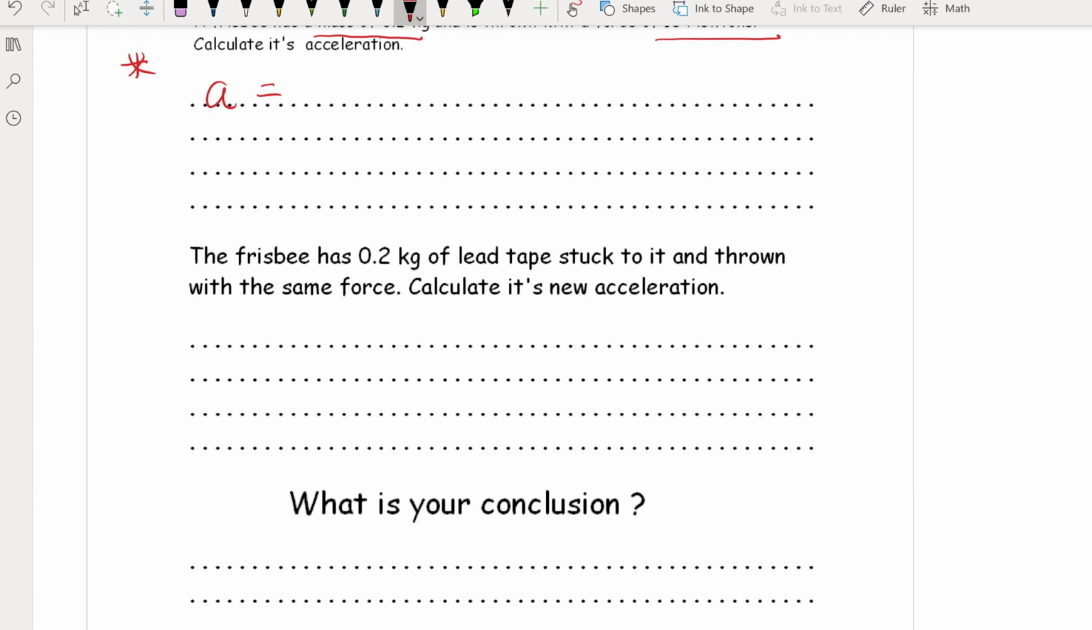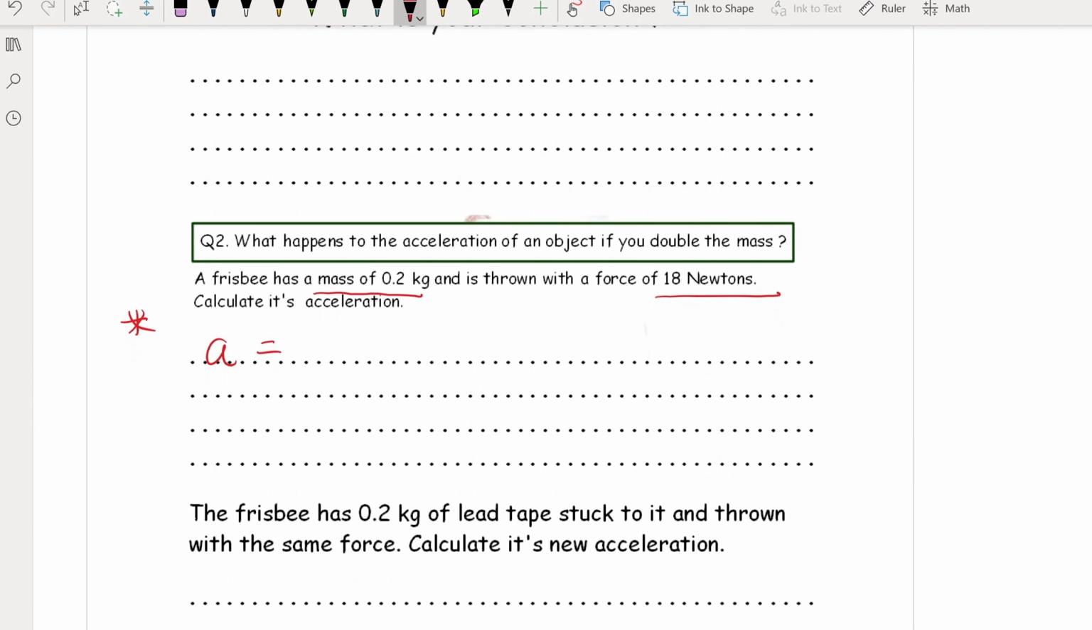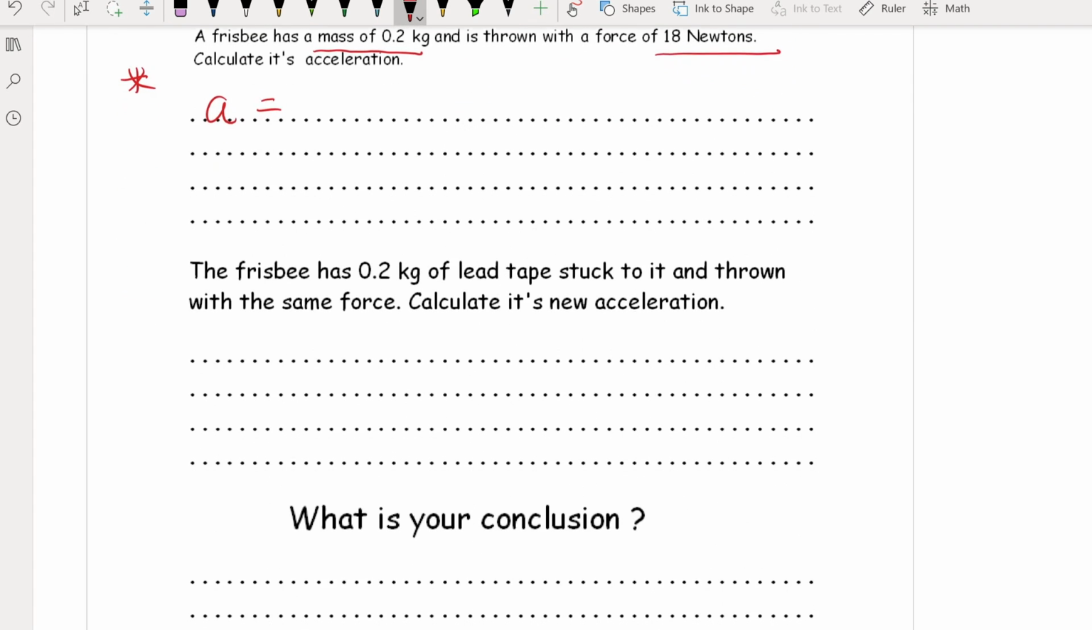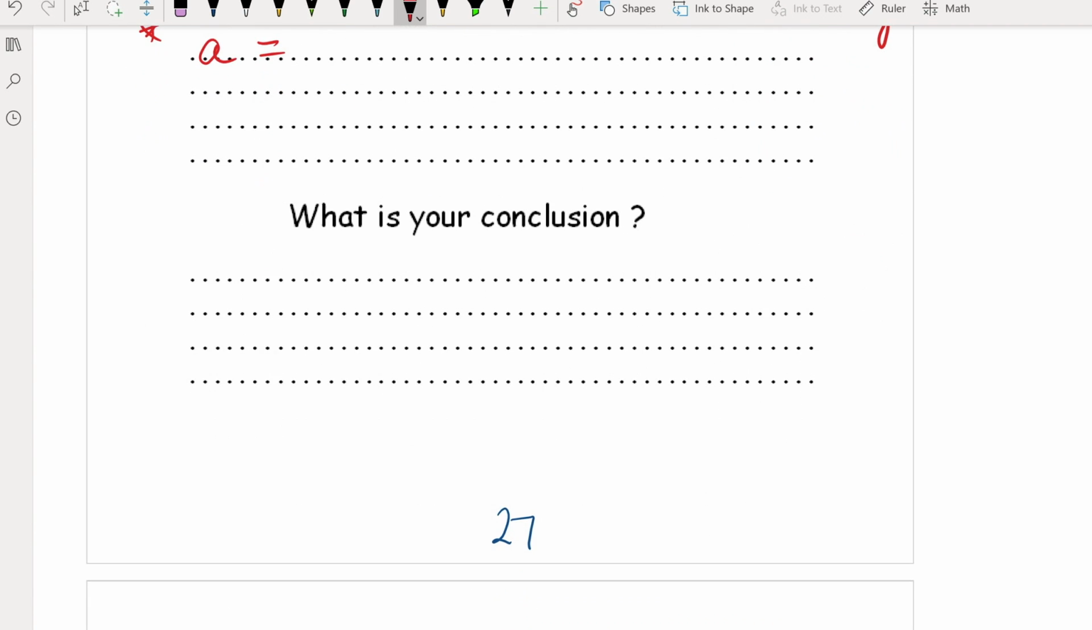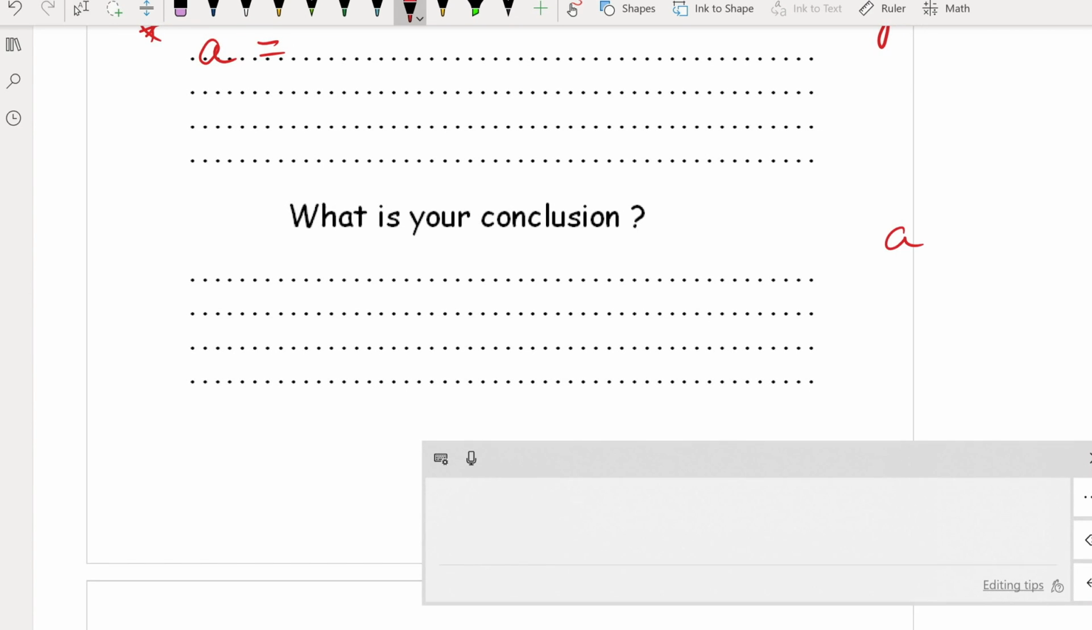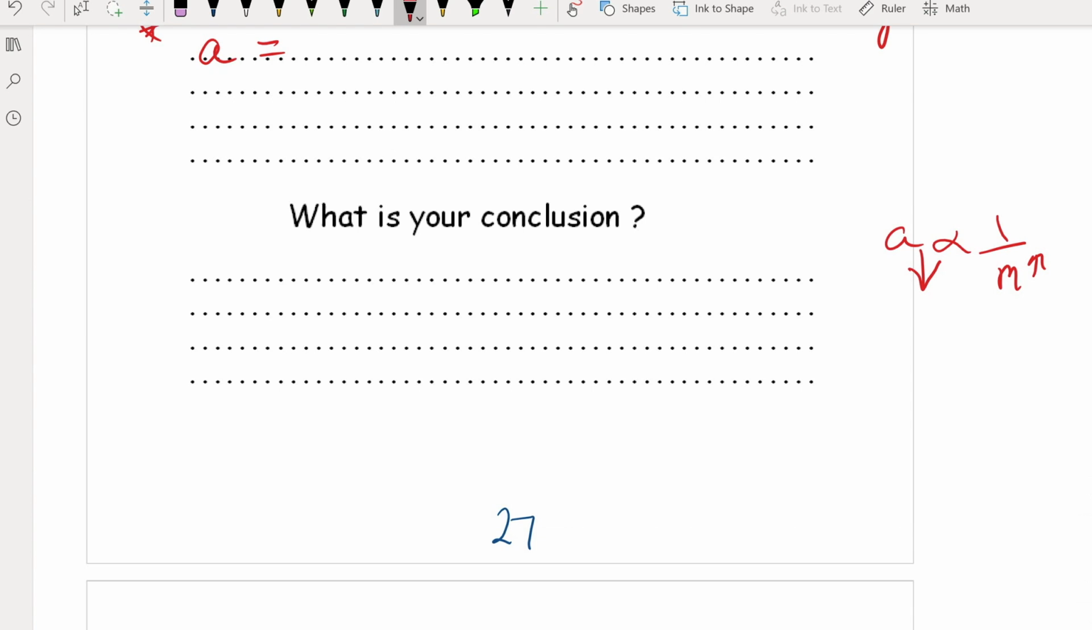Calculate its new acceleration. The Frisbee had 0.2 kilogram. What's missing here is that the lead tape stuck to it has also, yeah, it does actually state it there, has also got 0.2 kilogram of lead tape stuck. So the mass in this case is 0.4 kilograms. So it's asking, what's the acceleration if you double the mass? So work out the acceleration for those two, and you should find that if you double the mass, you halve the acceleration.